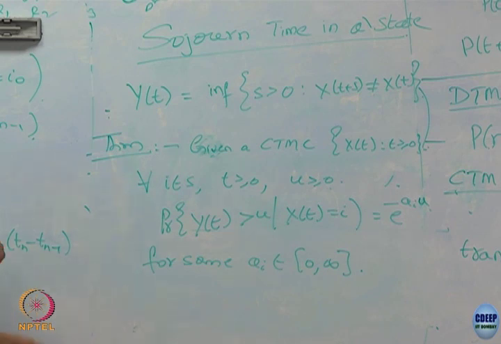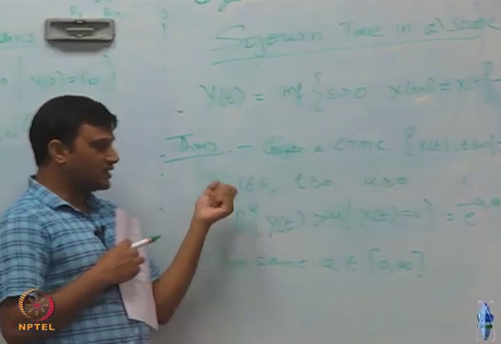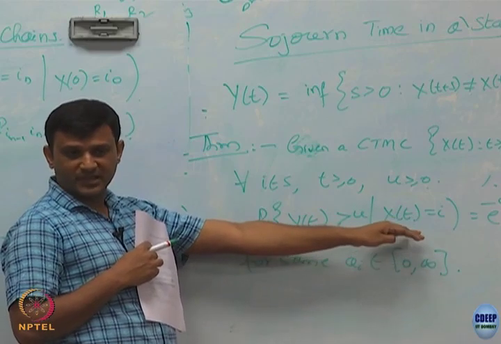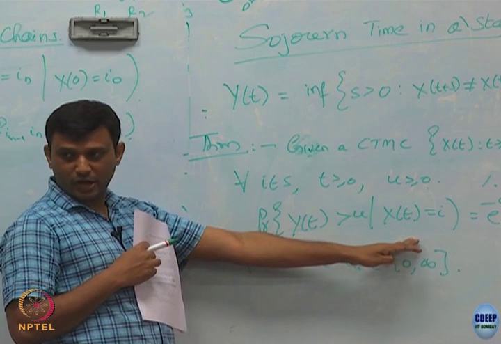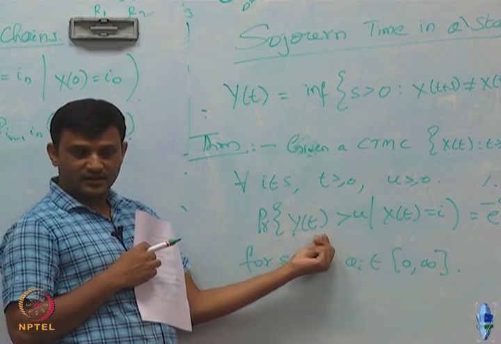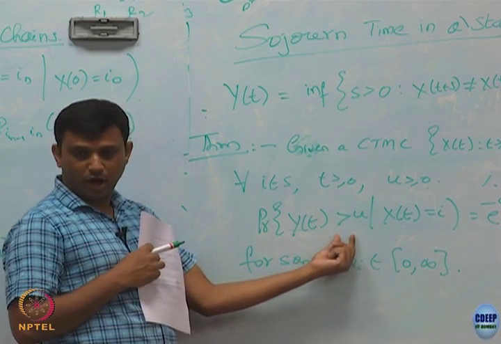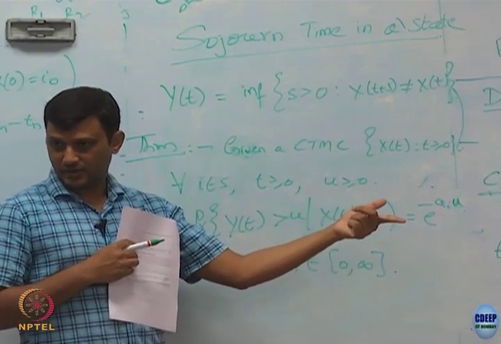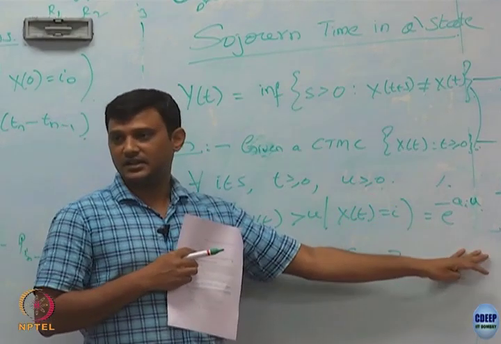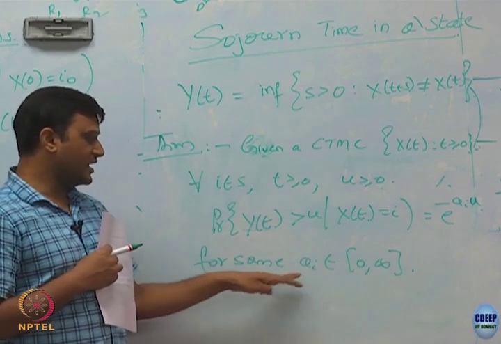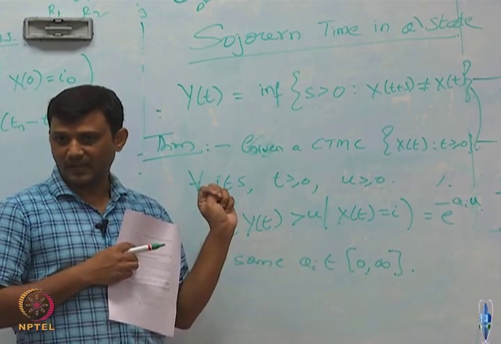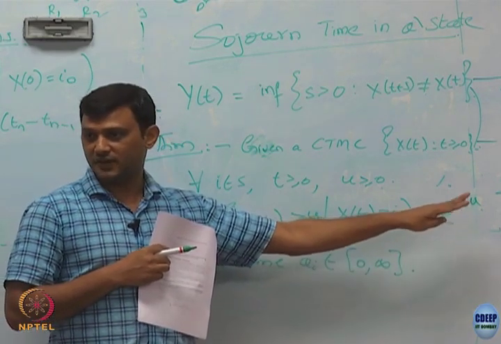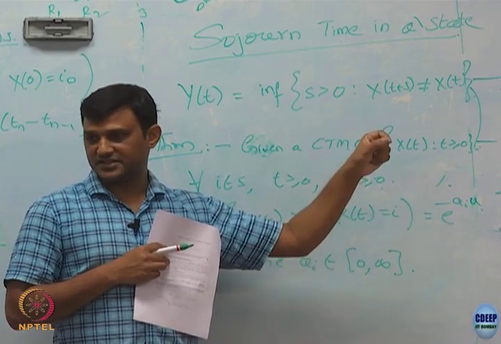What it is saying is, take any CTMC, and let us focus on a particular state i at time t. You are given that at time t you are in a particular state i. Now, what has been asked is the probability that Y t is greater than u. What does Y t greater than u mean? The probability that it is going to stay in that state i for at least u more units is going to be e to the power minus a i u, for some a i which is a positive real number. So, the distribution of Y t conditioned on X t equals i is exponentially distributed with some a i which is a function of the state your process has taken at time t.